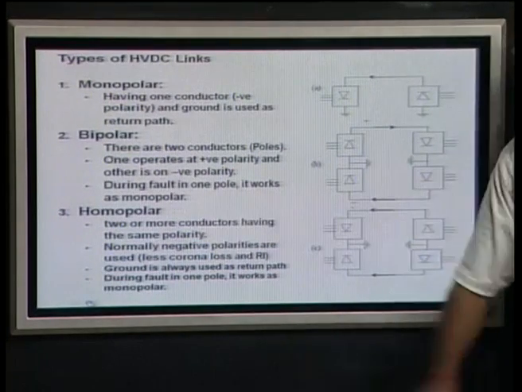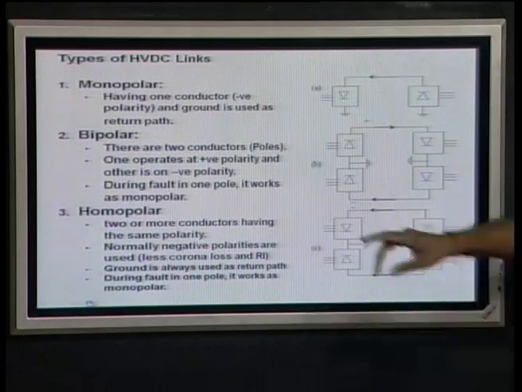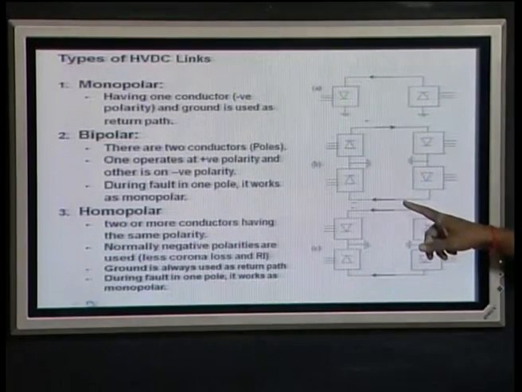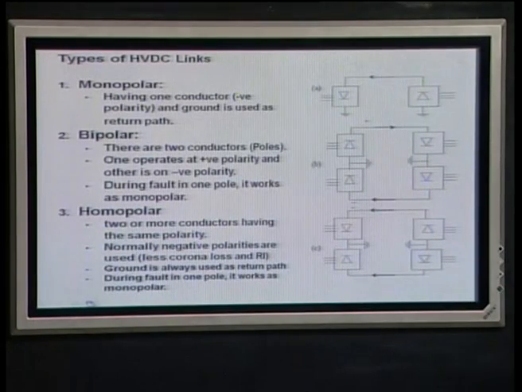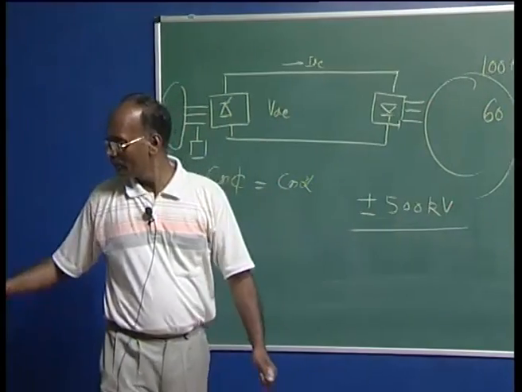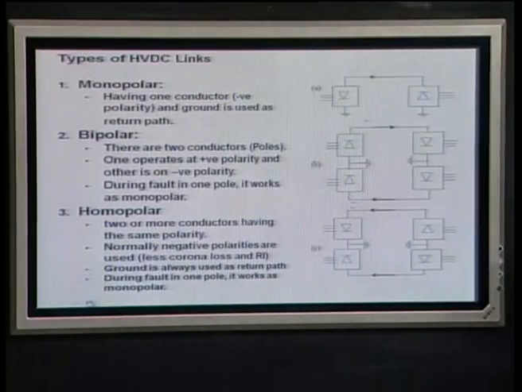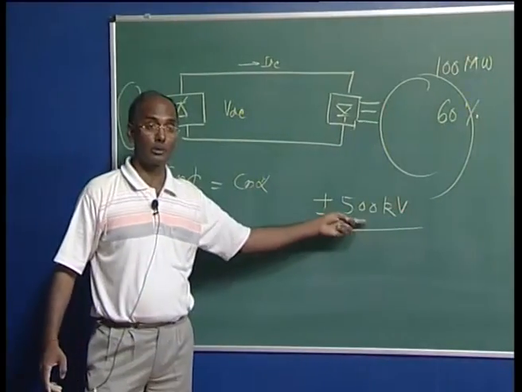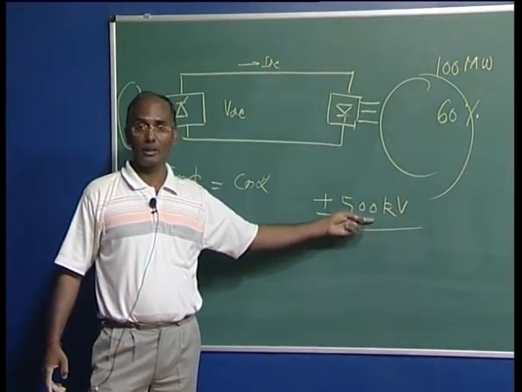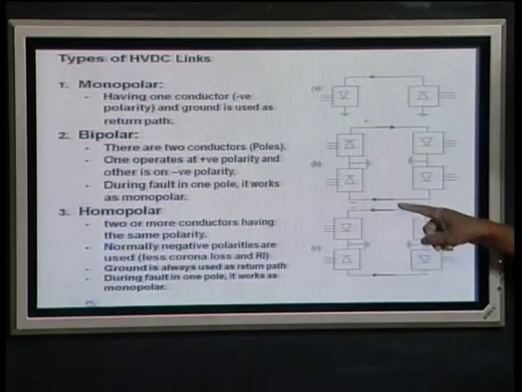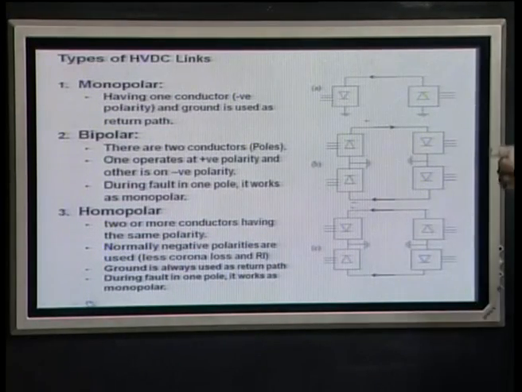Another is your homopolar. In homopolar, the difference from the bipolar is that, again, we have two poles, but the poles are of the same nature, meaning both are operating at negative. Again, this is due to less corona loss, because they are operating at high voltage, see the 500 kilovolts. So there will be huge corona loss, and thereby we try to reduce the corona loss by going for both negative poles.